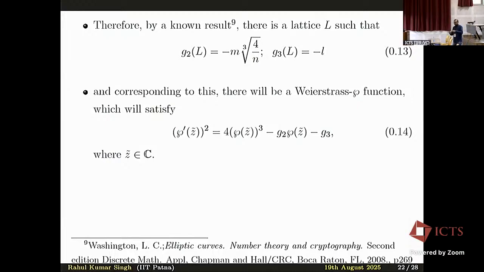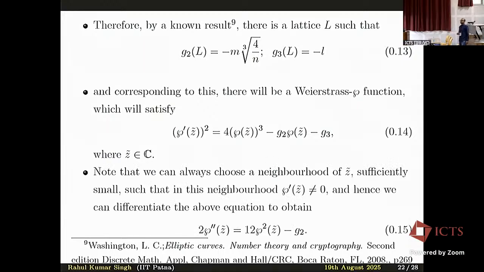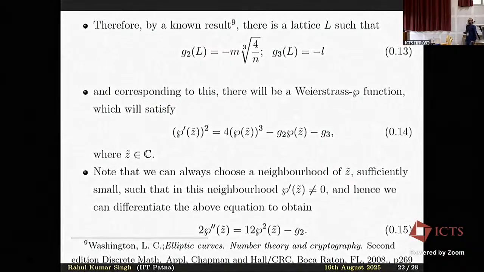And whenever you have a lattice in the complex plane, there is a Weierstrass P function. You can define a Weierstrass P function, which is a periodic function on this lattice. So what I'm saying is that corresponding to every elliptic curve, this theorem tells you that there is a Weierstrass P function which will satisfy an equation like this. Okay, and now the point is these relations are the key.